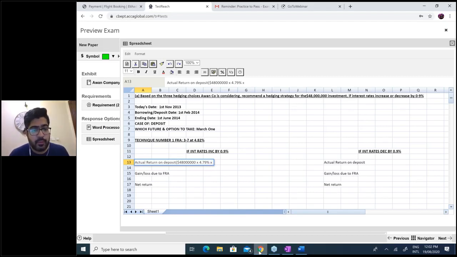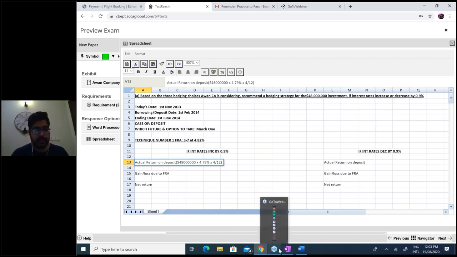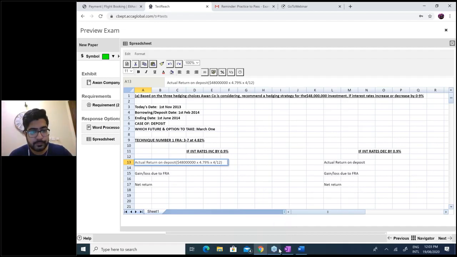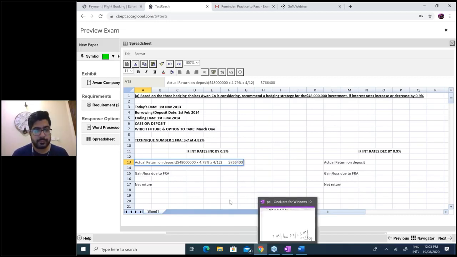Into time period over 12. What is the time period? For how long do you plan to borrow a deposit? You plan to borrow a deposit for 4 months out of 12 months. Okay, let's calculate the amount. It's 766,400. Okay.